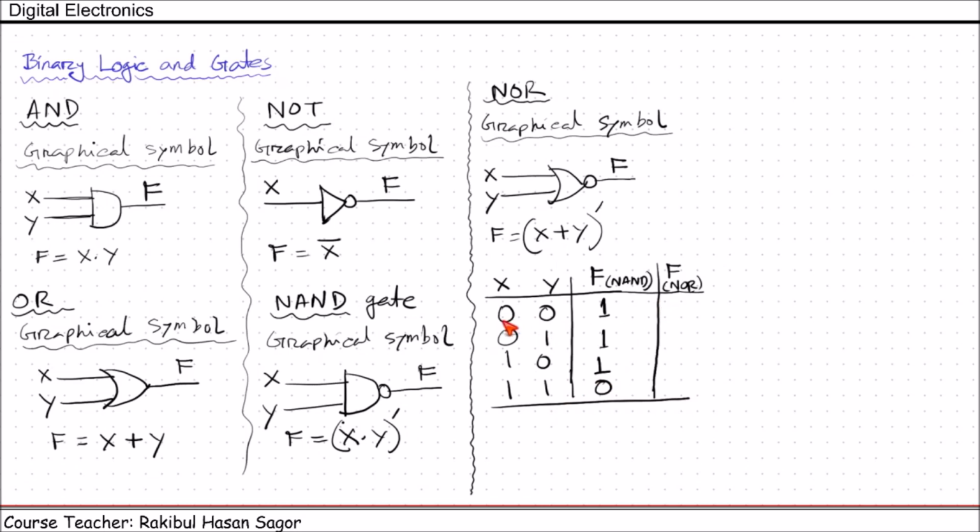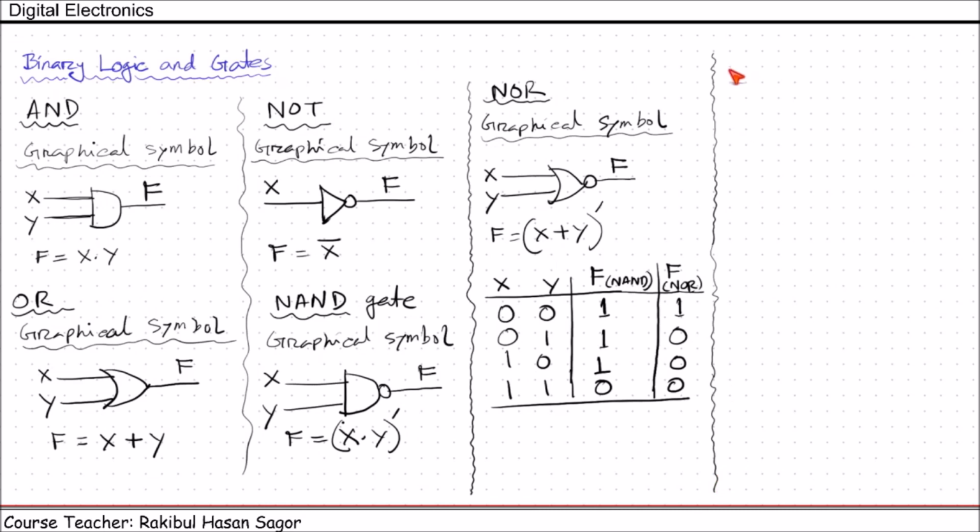Again, for NOR gate, if we have 0 0 input, the output of OR gate is 0, then the output of NOR gate will be 1. Similarly, for 0 1, the output of OR gate will be 1, and output of NOR gate will be 0. In this way, we can have this type of output pattern.